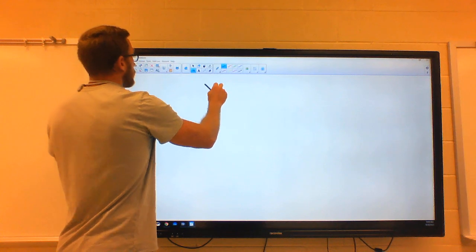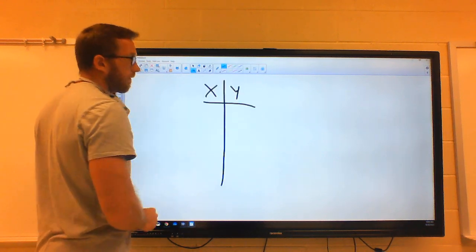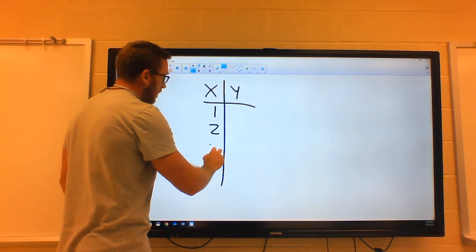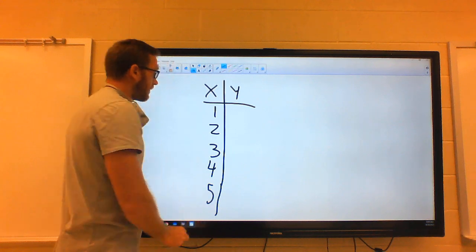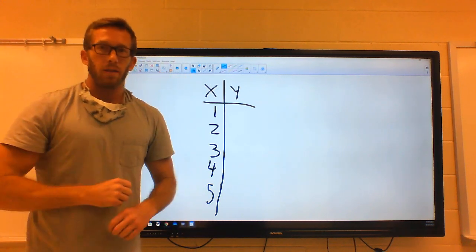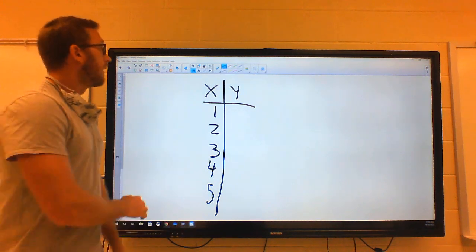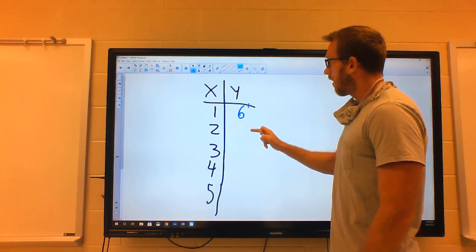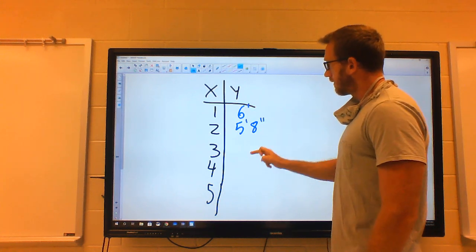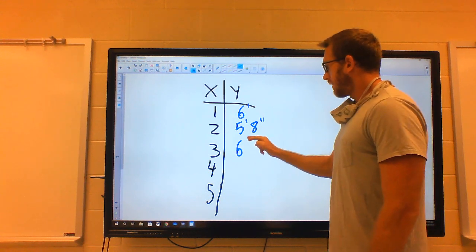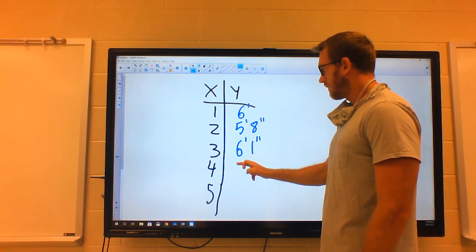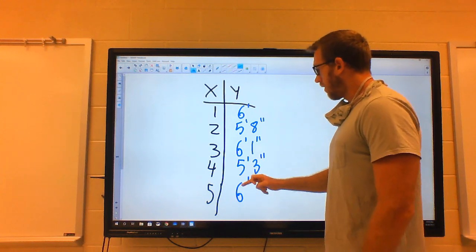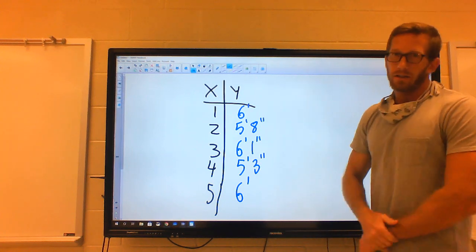Let me show you this now also in a table. So we can also look at what makes it a function or not in a table. So let's say we have 1, 2, 3, 4, and 5, and we're going to stick with x being the student number in the class. So first student, second, third, fourth, fifth, and we're going to say that y is their height, okay? 6 foot tall, 5'8", 6'1", 5'3", and we'll say 6 foot tall. So y is their height, x is the student number.